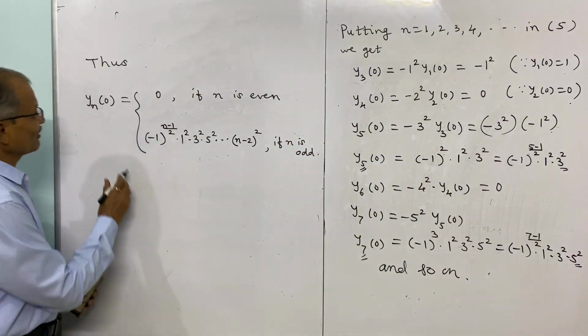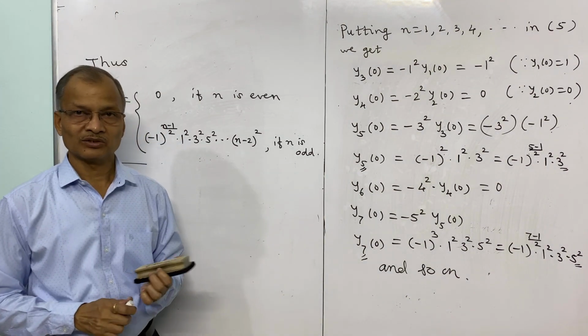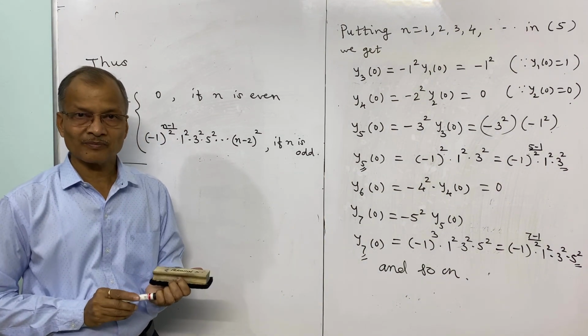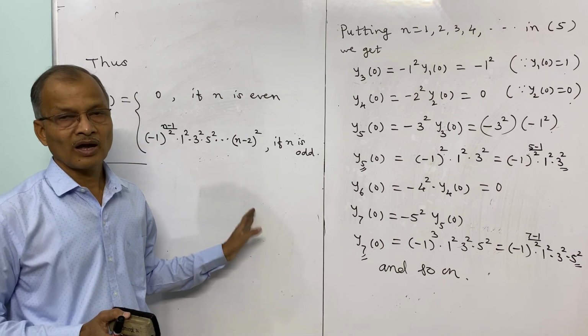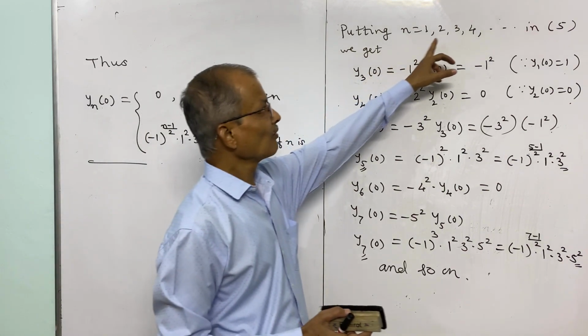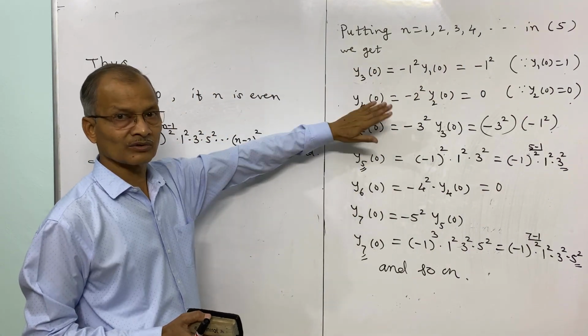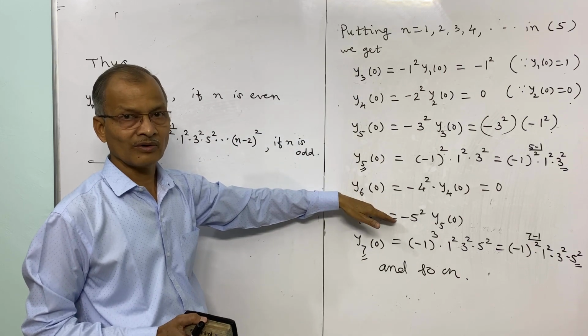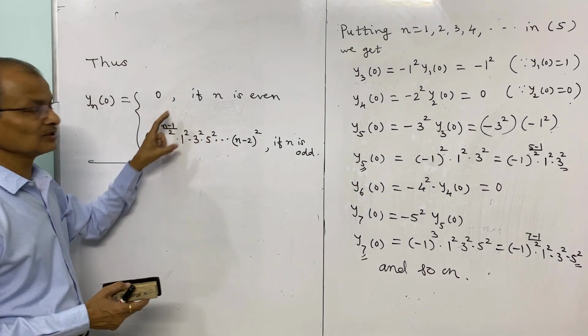So in this way we can obtain the nth order derivative of a function at 0. First apply the Leibniz theorem, get the result in terms of the n plus second order derivative, and then put n successively 1, 2, 3, etc. and obtain the derivatives. While writing these derivatives, use the previous values in the next value and express in a similar form so as to write the general result.